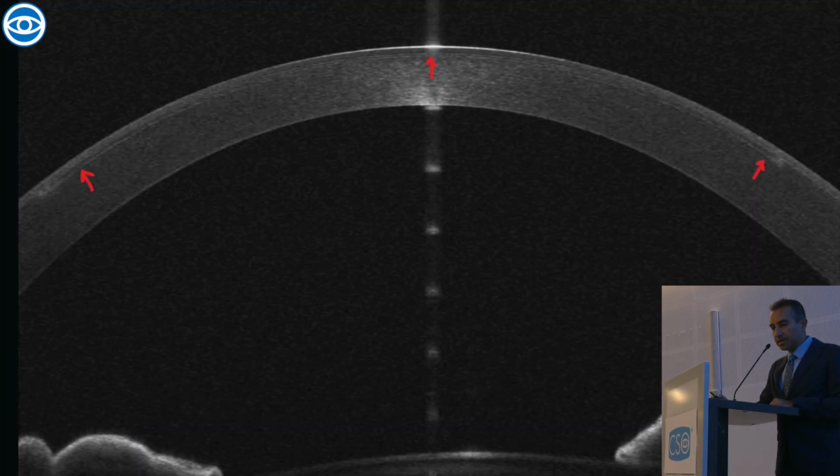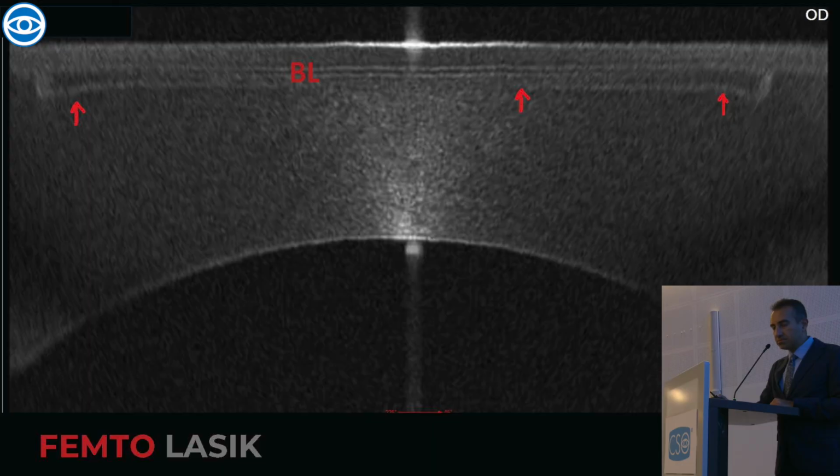This other eye is actually, again, take a look at the anamorphic. It's a femtosecond flap because it's a planar flap. It's a very nice vertical and planar flap.